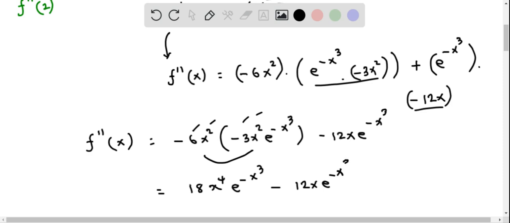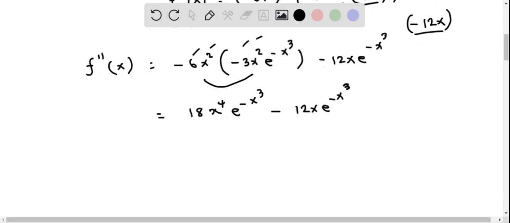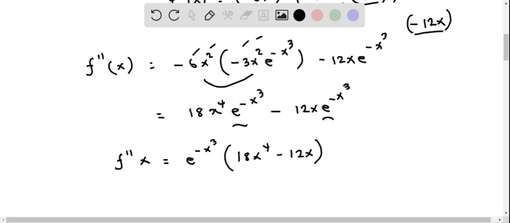We can factor the e power negative x cube since we have it in the two terms. So let's factor this e power negative x cube, and then I write this as 18x power 4 minus 12x. So this is the second derivative of f of x.